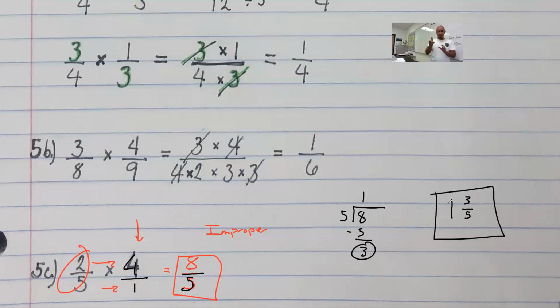For the most part, ladies and gentlemen, whenever we end up with an improper fraction, you must put it into a mixed number and make sure that it is simplified. Make sure that the fraction inside the mixed number is in lowest terms.